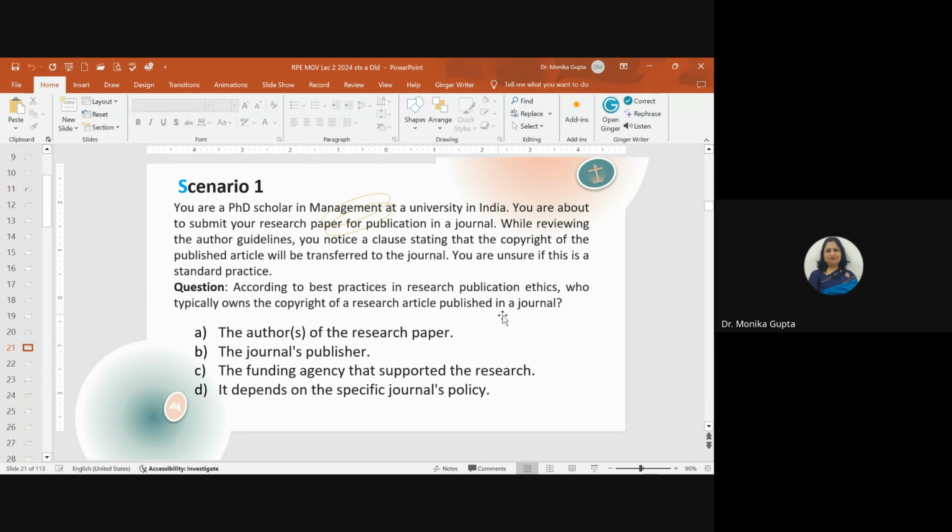So, according to the best practices in research publication ethics, who typically owns the copyright of a research article published in a journal? The author, the publisher, the funding agency, or it depends on the specific journal policy. According to you, what should be the right option? It should be A, I think. But authors always have to transfer the copyright, I think. Sorry, ma'am, option D is correct. It is depending on the journal and its policy.